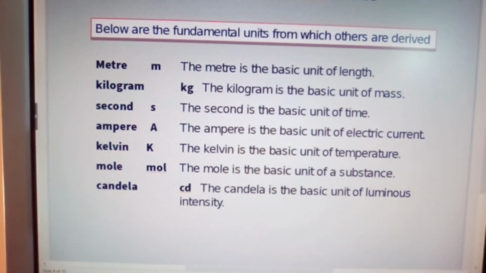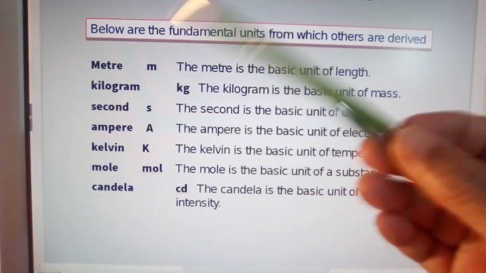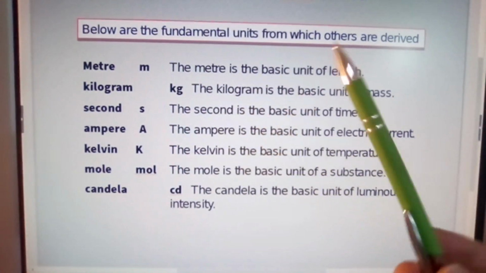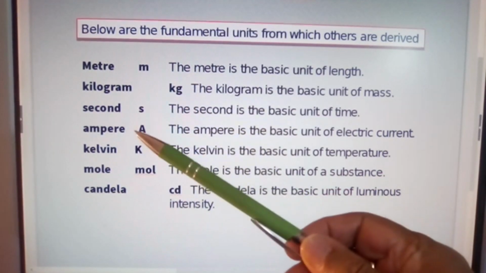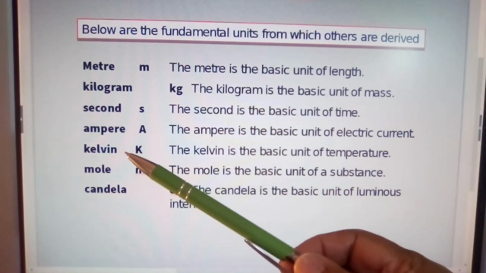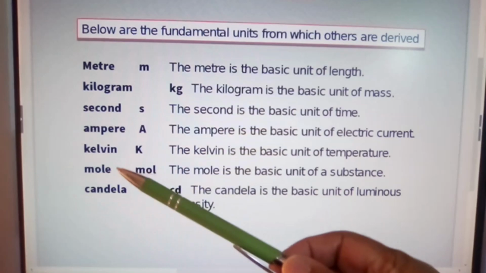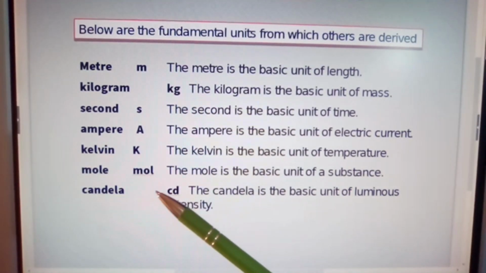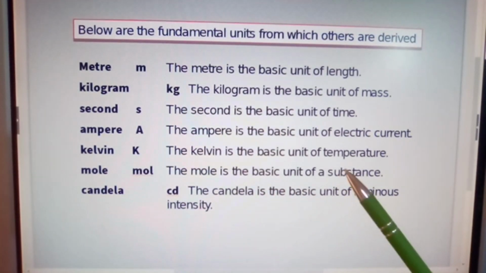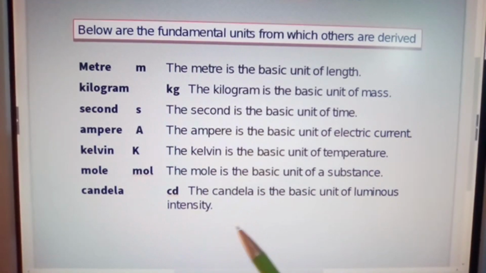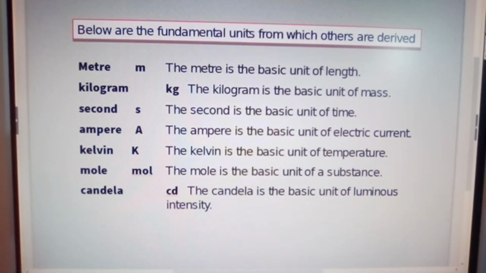Definition of SI units. Below are the fundamental units from which others are derived: meter, m; kilogram, kg; second, s; ampere, A; kelvin, K; mole, mol, the basic unit of a substance; and candela, the basic unit of luminance.